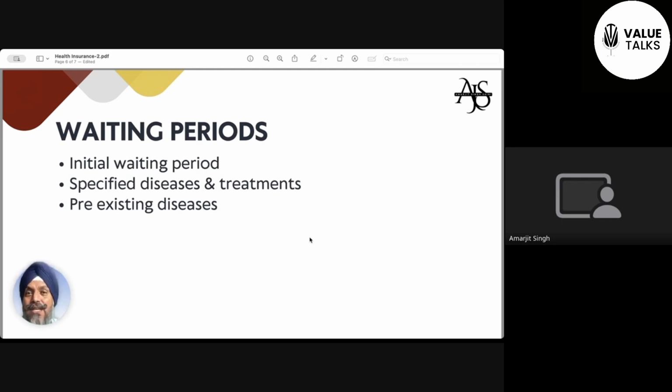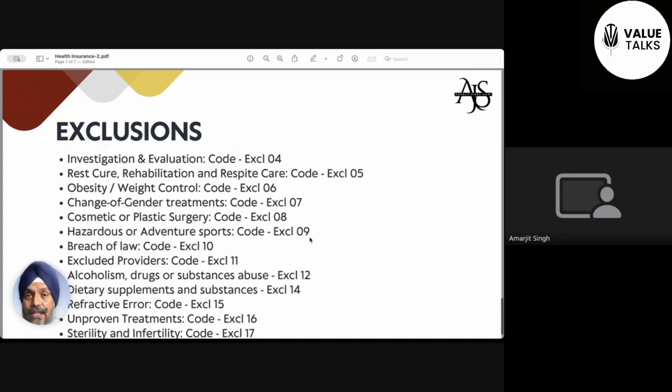Some policies can actually reduce this waiting period by charging extra premium. So these are the waiting periods which are there in your policy. Then there are a few things which are not covered in this policy. Those are standard exclusions, like exclusion 04, exclusion 05.